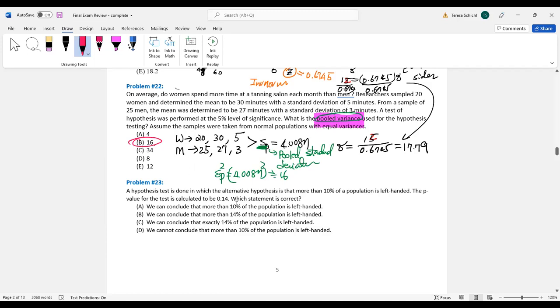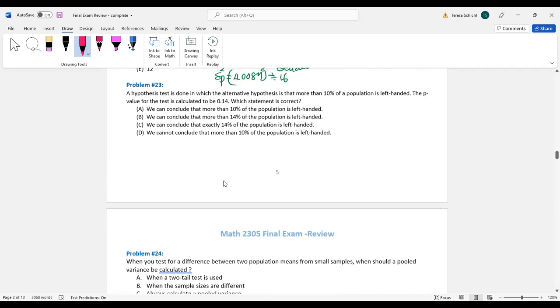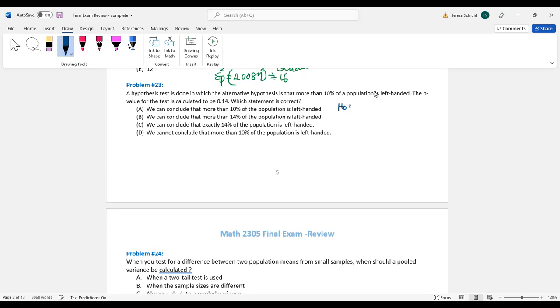All right, let's take a look at number 23. A hypothesis test is done in which the alternative hypothesis is that more than 10% of the population is left-handed. The p-value for the test is 0.14. Which statement is correct? Let's write it down. H0 is that the proportion is equal to 0.1, and the alternative is that the proportion is greater than 10%.